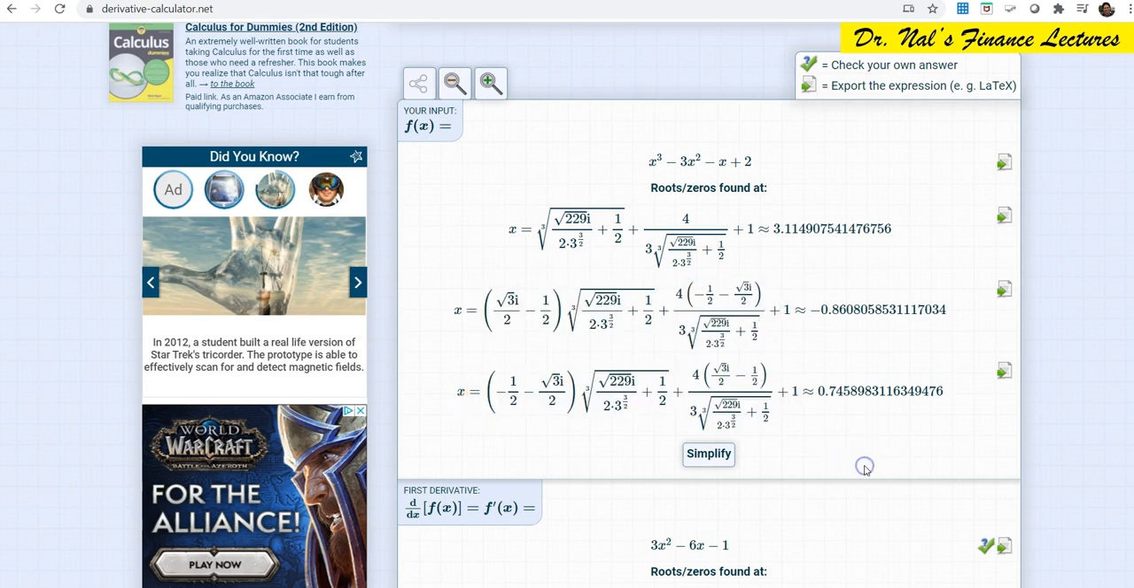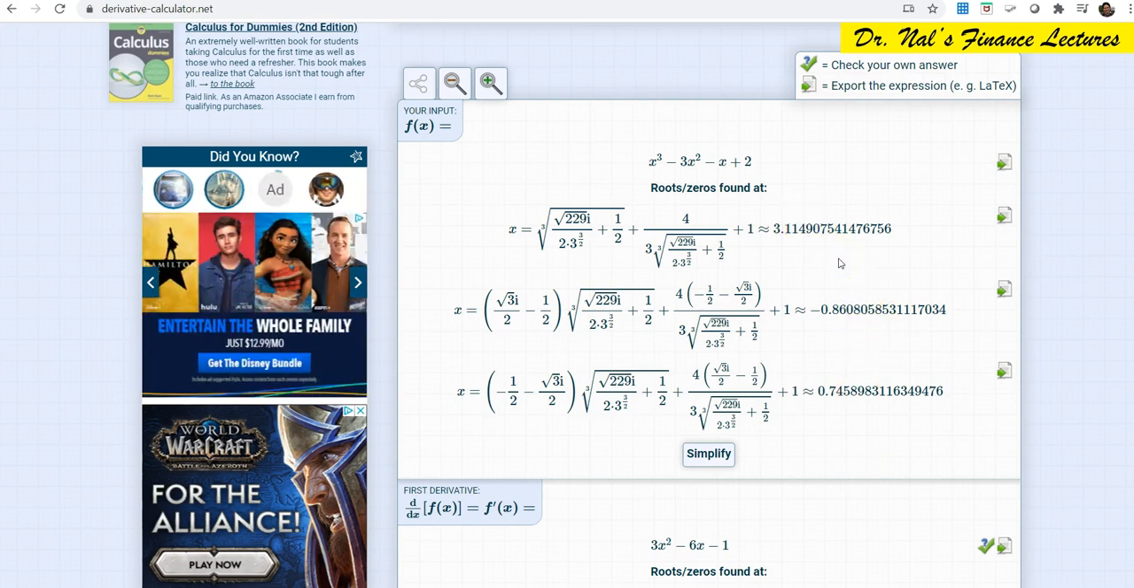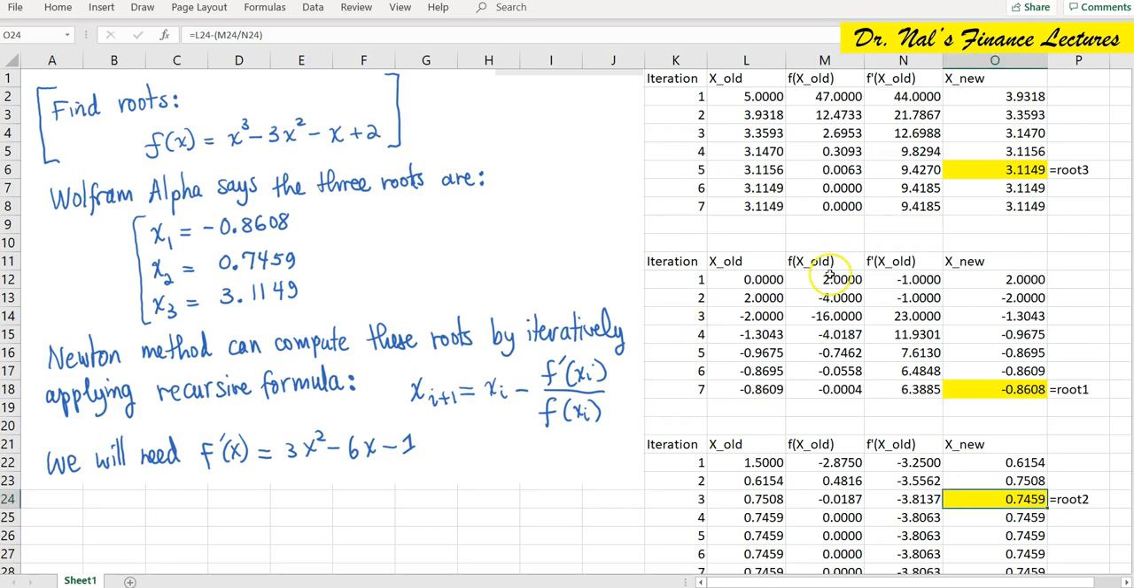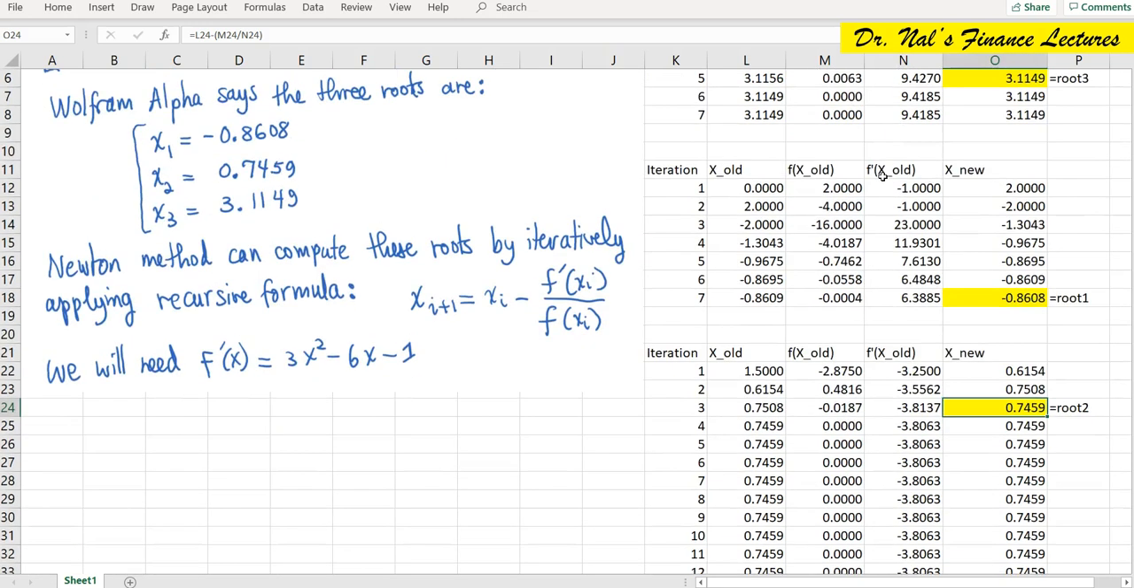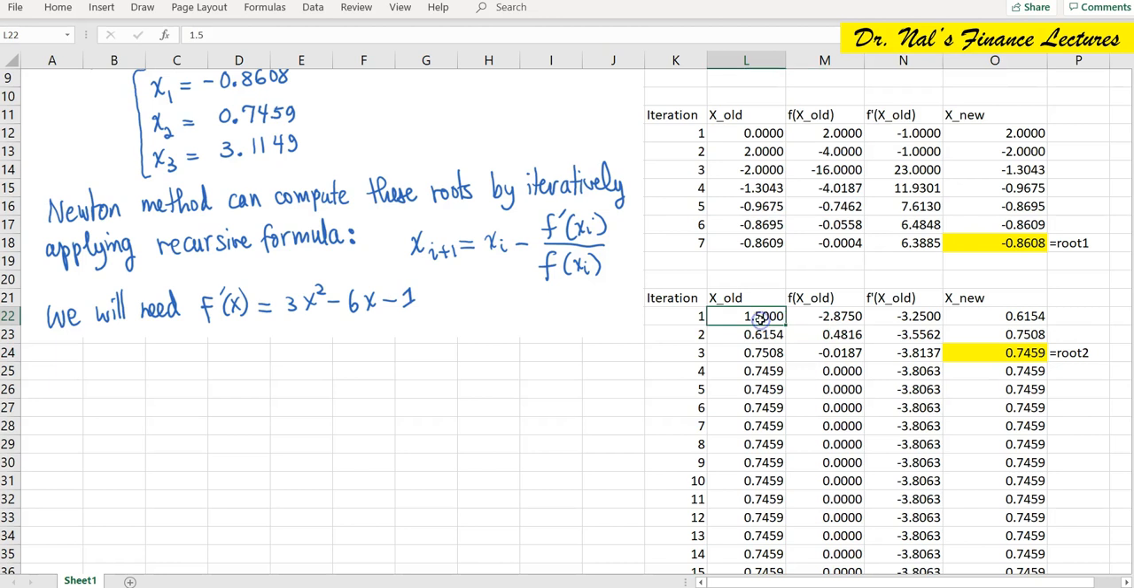You guys see that? And in fact, a further thing is, in the WolframAlpha website, it only gave us the result up to 4 decimal places of accuracy, for instance 3.1149, but in this website it gave us a larger decimal place of accuracy. For instance, we can as well just check these values. Let's go back to our Excel sheet that we created together. For instance, consider the third iteration. When we started with 1.5, we were able to find the second root up to 4 decimal places of accuracy.